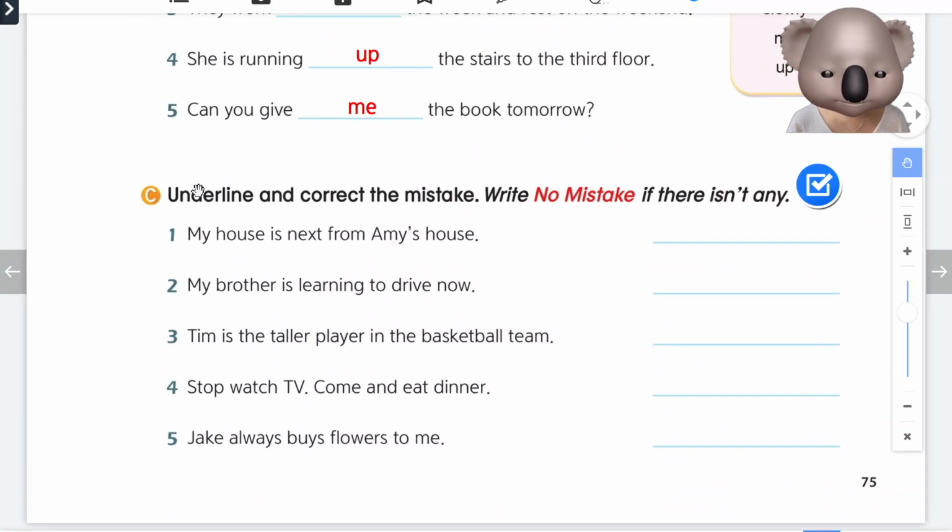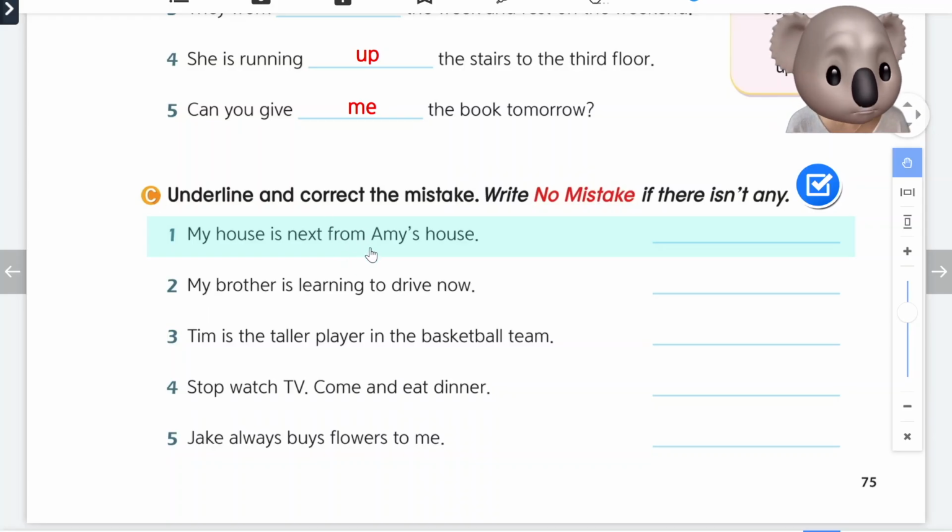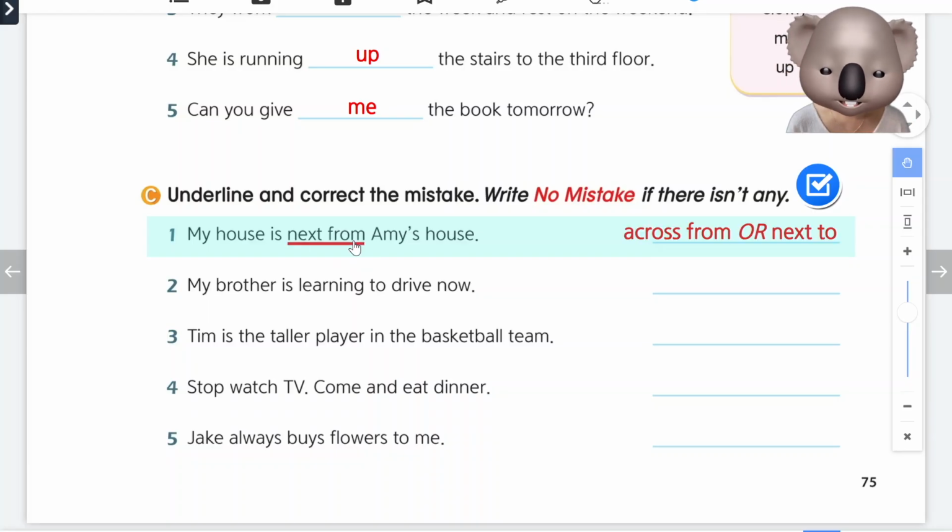And in part C, we need to underline and correct the mistake. Write no mistake if there isn't any. Number 1, my house is next from Amy's house. Amy 집 옆에 next from가 아니라 next to가 맞잖아. But we can also say 건너편. 근데 우리가 from을 그대로 사용하고 싶으면 we can use across from. Across from 또는 next to 사용하면 돼요.